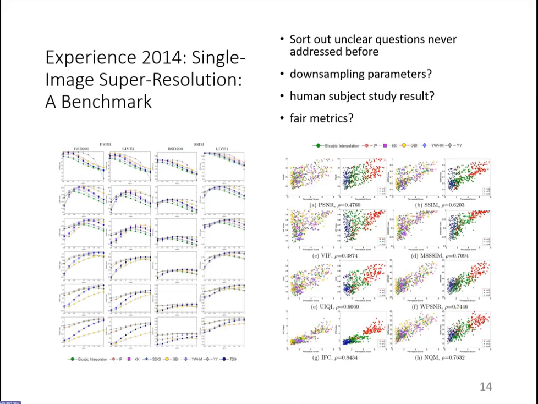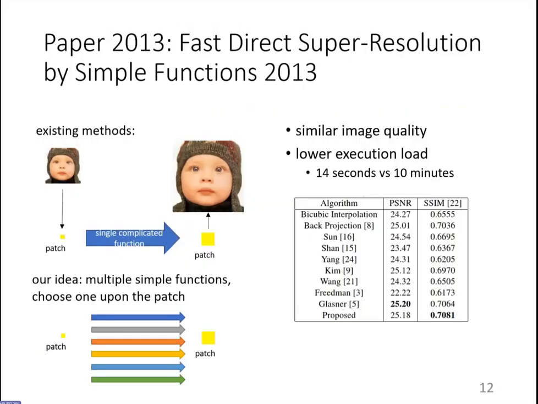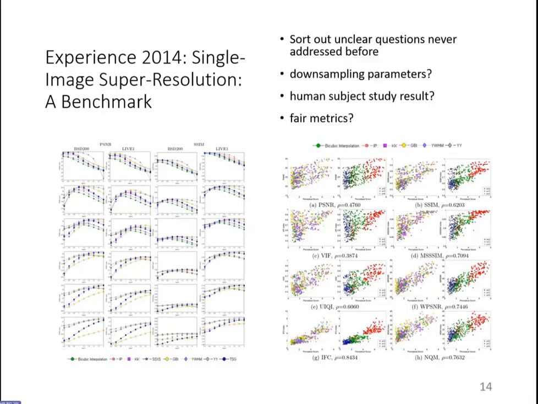Then I started another question. As you see here, in 2013, there are two metrics widely used to evaluate the image quality for superimposition: PSNR and SSIM. However, there was a question: are they good enough? Do they really reflect our human perceptions? Because the two metrics are very simple.